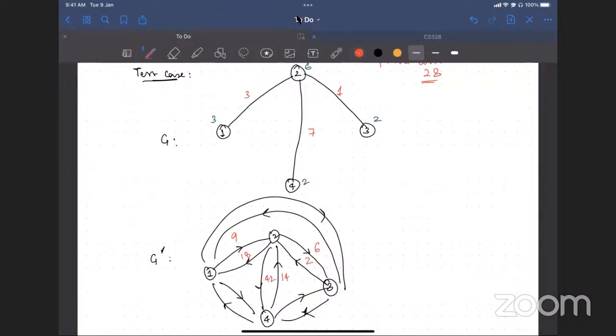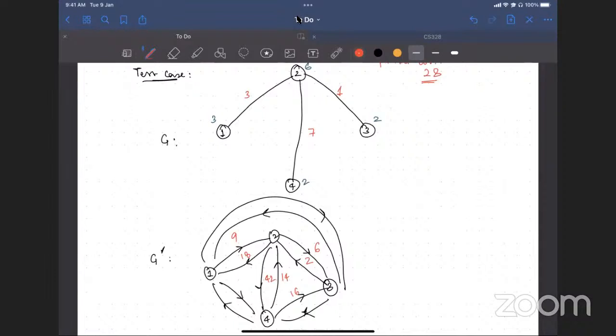Then you go from 4 to 3, and so can anyone fill in for 4 to 3? 16. Right, 6 into 2. 16 from 4 to 3. 7 plus 1, 8, right? Yeah, 16. And from 3 to 4?